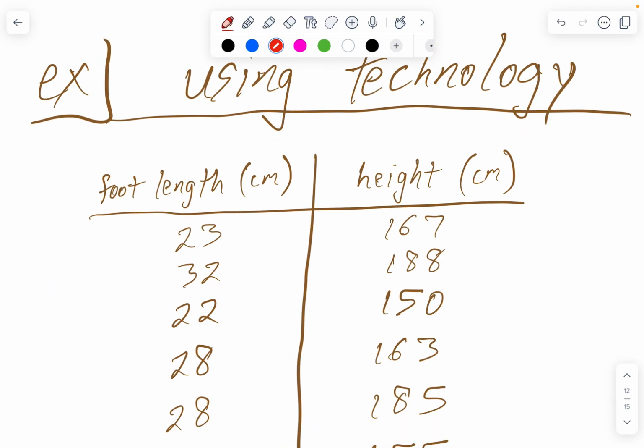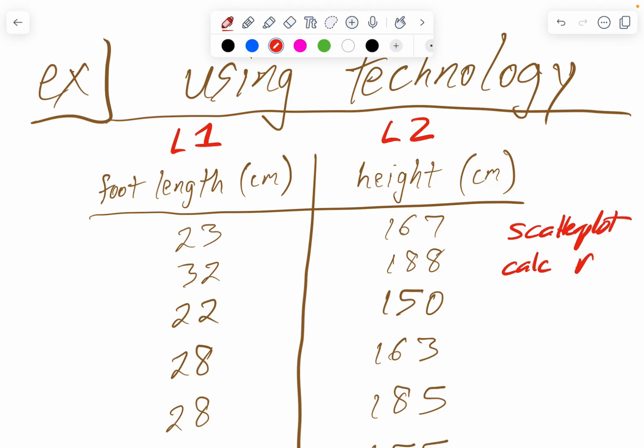Now, using technology, how do we get the equation for the line of best fit? Well, you already know this command. If last class you did it to get the correlation coefficient, in this case, we would put the explanatory variables in L1 and the response variables in L2. It's the exact same thing we did when we made the scatter plot and when we calculated the correlation coefficient r from last lesson. Make sure you don't sort the data, because we want to make sure it treats 23 and 167 as an ordered pair, and so on.